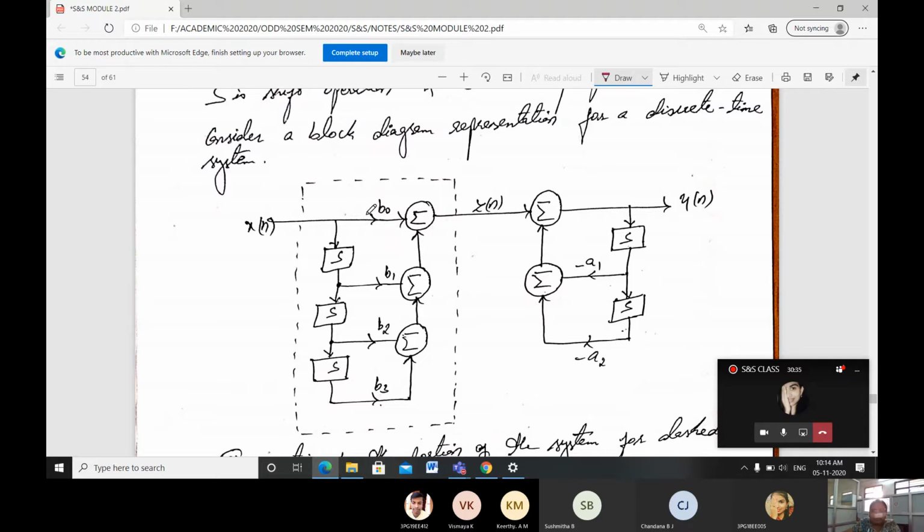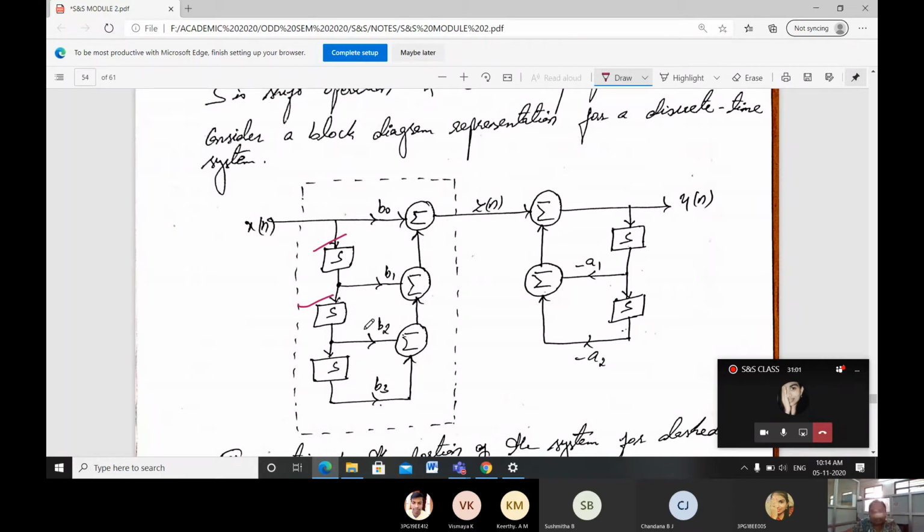Here b naught is taken as the scaling factor, and it is going to be added. Our x of n signal is delayed, or shifted, by one position, that is one s, as written here. Then again it's scaled by b1. Again it's delayed, shifted by 2 positions, one more s with the scaling factor b1.